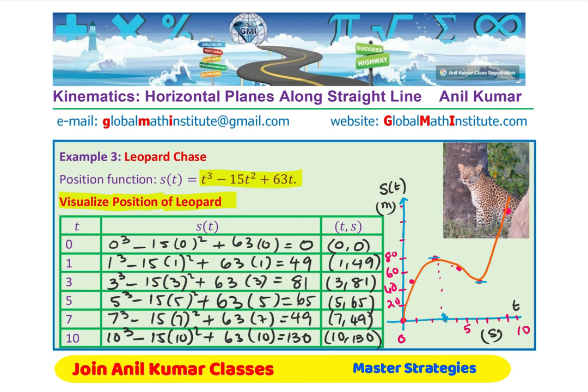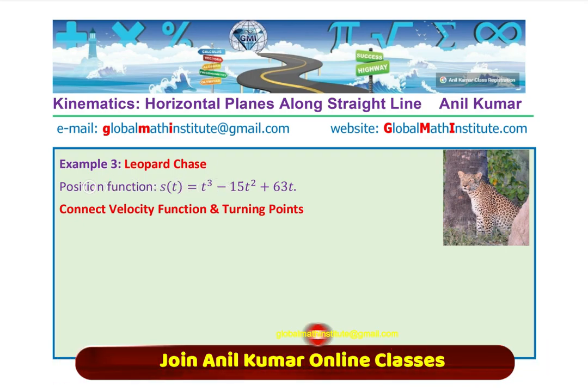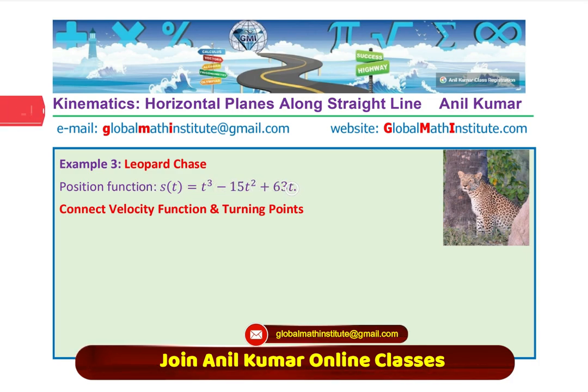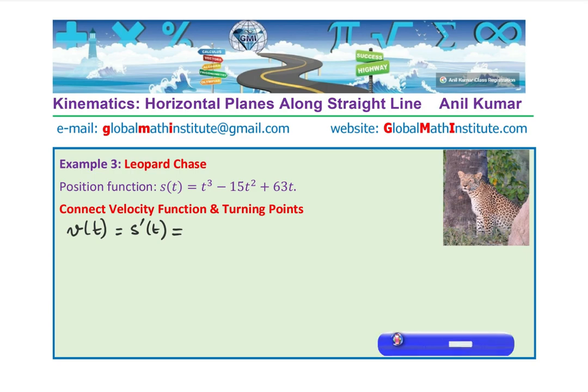Okay, now let's move forward and do the second part, and that is we wanted to confirm the turning points, and these can only be confirmed if we find the derivative of the position function, right? So let's connect this velocity with the turning points. So how do you find the turning points? Well, the velocity is the derivative of displacement, correct? Displacement is given to us as t cube minus 15t square plus 63t. So we get the derivative, applying the power rule, as 3t square minus 30t plus 63, correct?